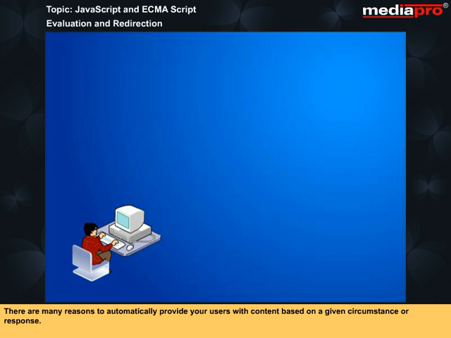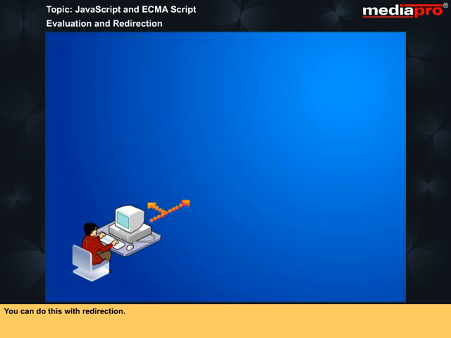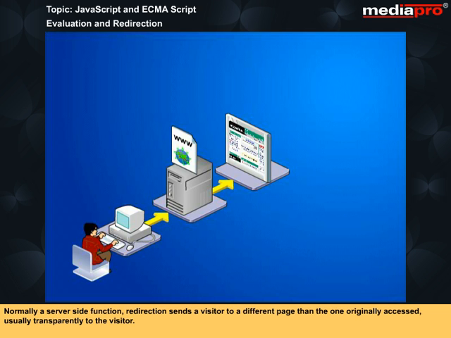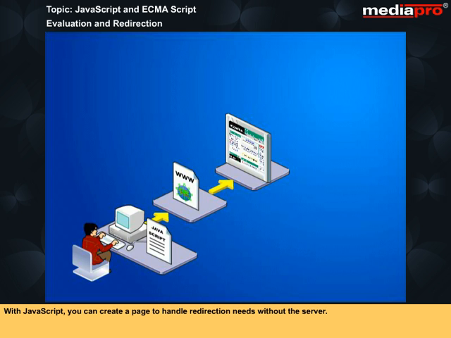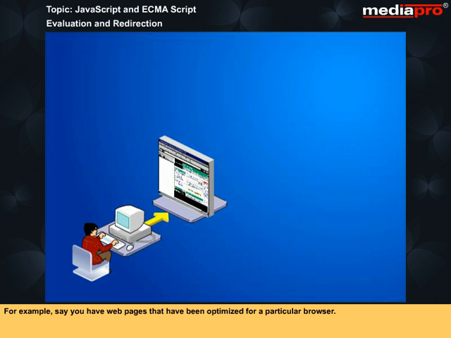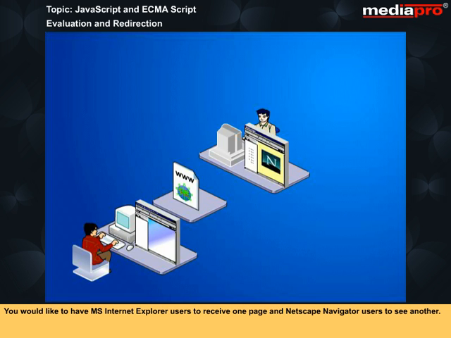There are many reasons to automatically provide your users with content based on a given circumstance or response. You can do this with redirection. Normally, a server-side function, redirection sends a visitor to a different page than the one originally accessed, usually transparently to the visitor. With JavaScript, you can create a page to handle redirection needs without the server. For example, say you have web pages that have been optimized for a particular browser. You would like to have MS Internet Explorer users receive one page and Netscape Navigator users see another.